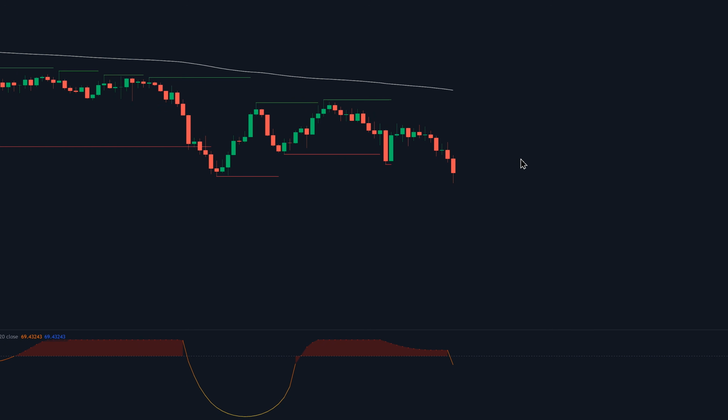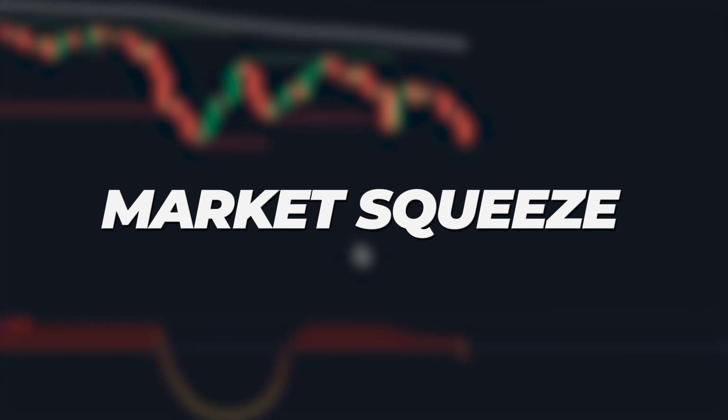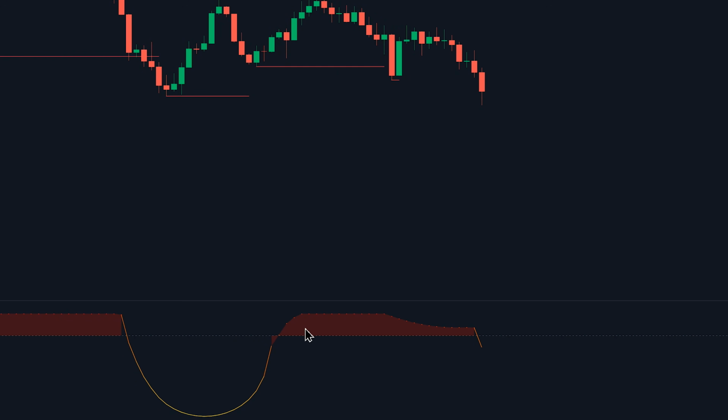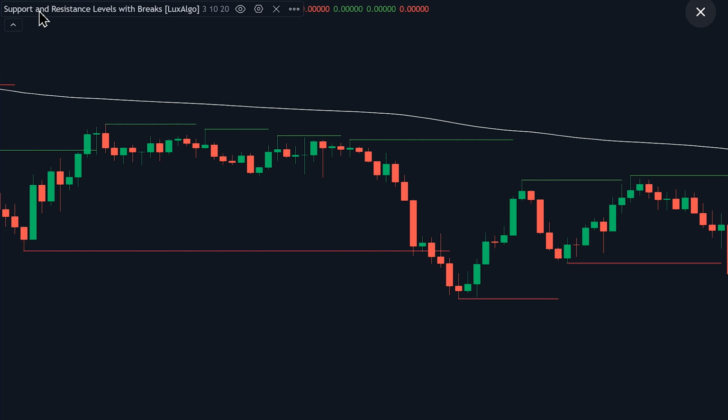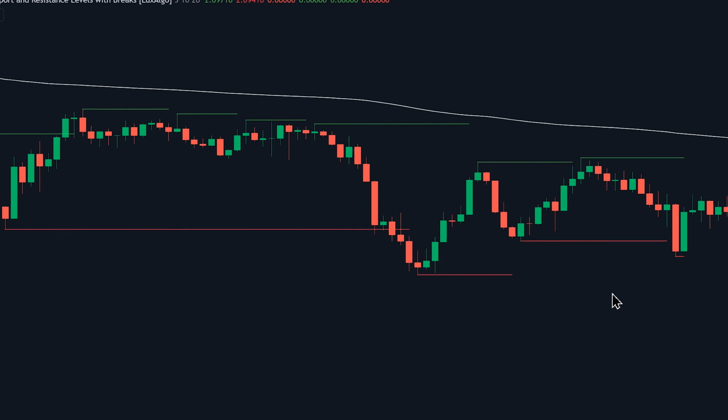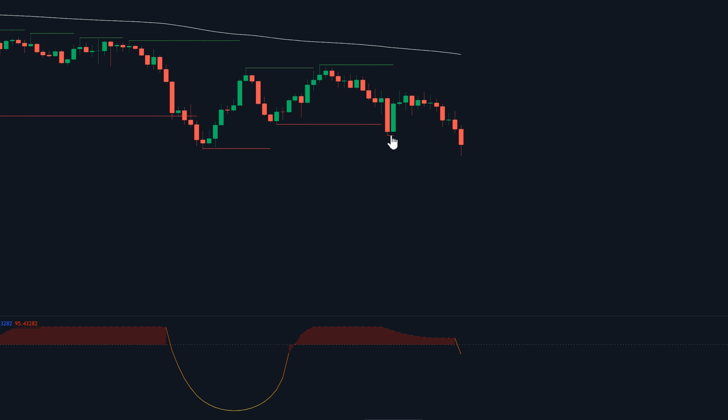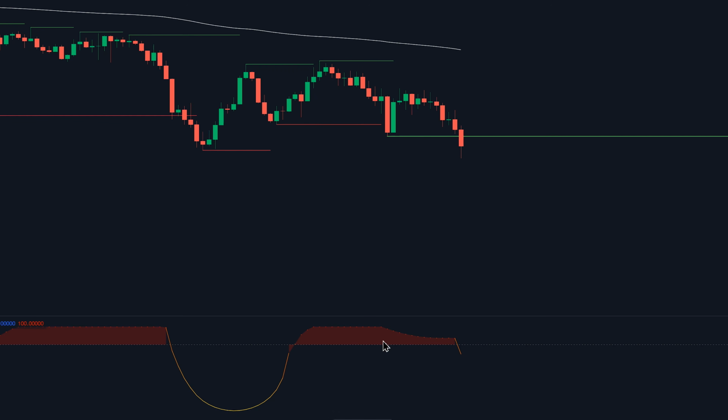Now, to take a short position, we're gonna do the opposite of everything we did for the long position. The first condition is to identify a market squeeze, indicated by a red area like this on the squeeze index. This indicates that the market is in a consolidation phase. Condition number 2 is we're going to utilize the support and resistance levels indicator to identify and mark the most recent support level. This is going to be indicated as a red horizontal level like this.